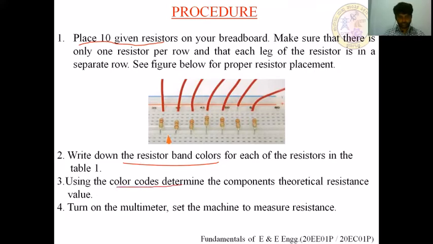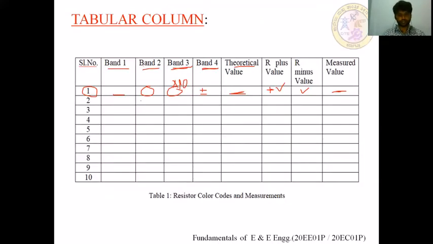So using color codes, determine the component's theoretical resistance. Once we note down the values of band 1, band 2, band 3, and band 4, with the help of band 1 to band 4, we'll get a theoretical value. Those calculated theoretical values will be noted in this column, theoretical value.